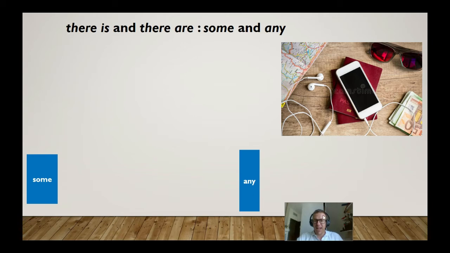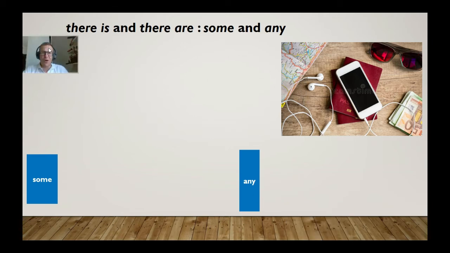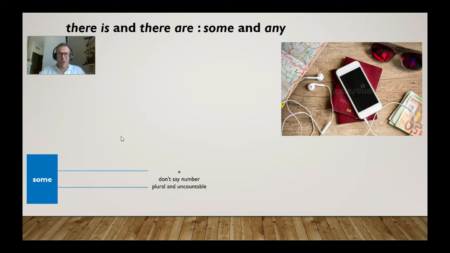Now, some and any are words we use when we don't know the exact number of something. So you don't really want to say the exact amount. We use this for plural and uncountable, and we use it for positive sentences. There are some passports. 2, 3, I don't know. There is some money. So we have there are some passports, there is some money. It's a positive sentence. We can see this in the picture.